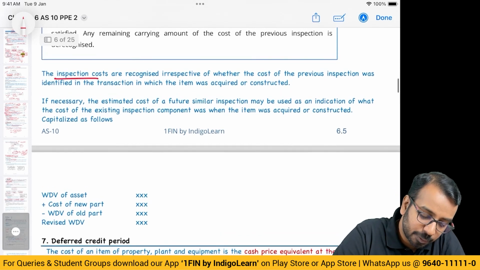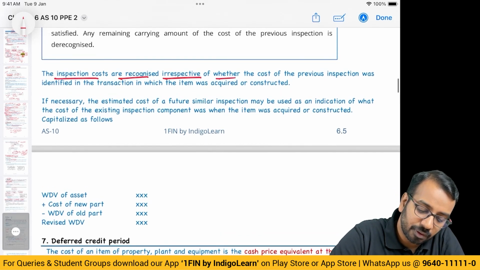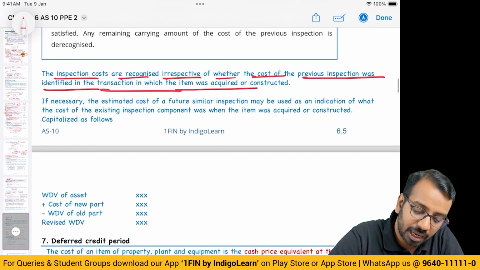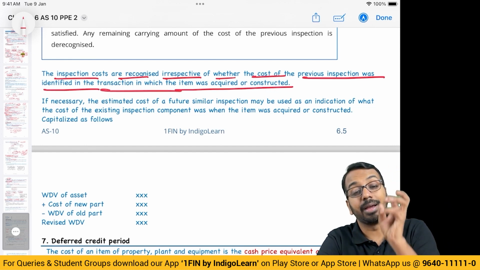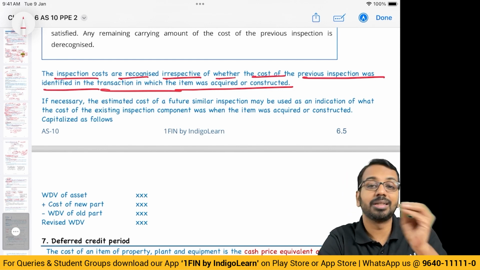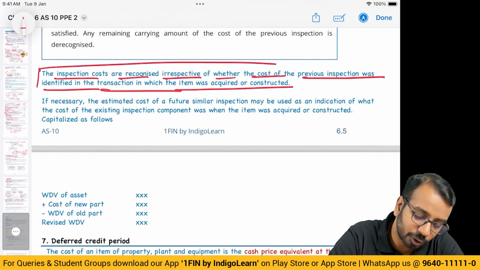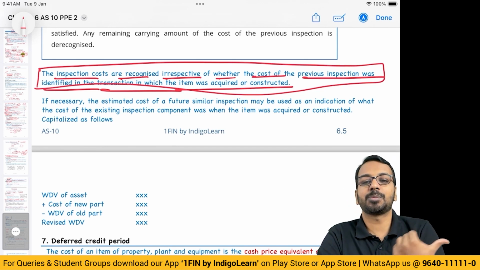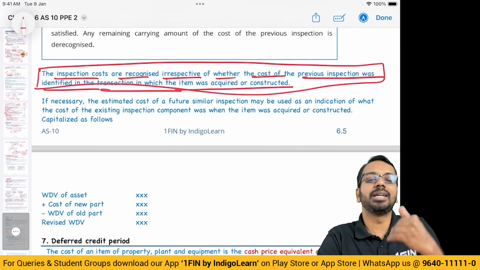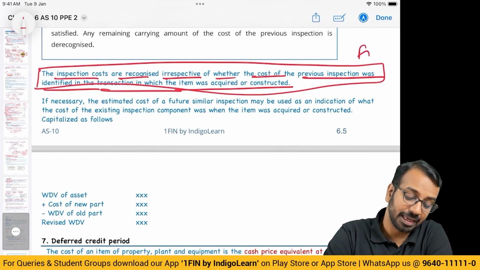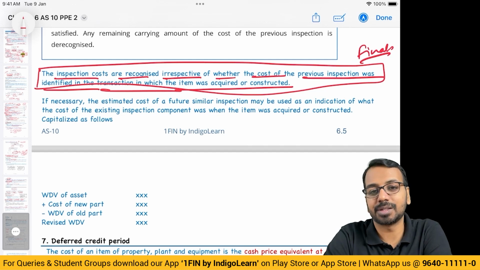Very important. Inspection costs are recognized irrespective of whether the cost of the previous inspection was identified in the transaction when the item was acquired. So whether previously we had recognized inspection, overhaul and all, that is irrelevant. Whatever we are doing now has to be recognized. So what about the previous inspection cost incurred? That you have to de-recognize, but at the intermediate level, the institute does not test such an advanced concept, but definitely in the final level, you will be coming across these questions.